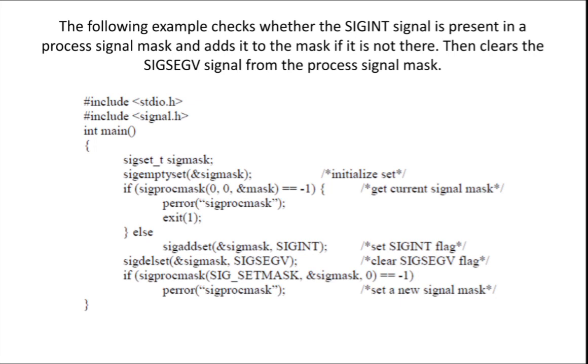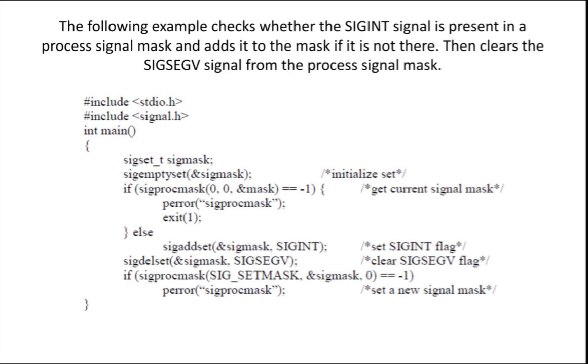I'm using the header file signal.h. The program execution starts from main. So here I am defining a signal mask. Because I have to store the signals, the blocked signals, in a signal mask, that's why I'm using the signal mask. And the data type, as you know, is sigset_t.